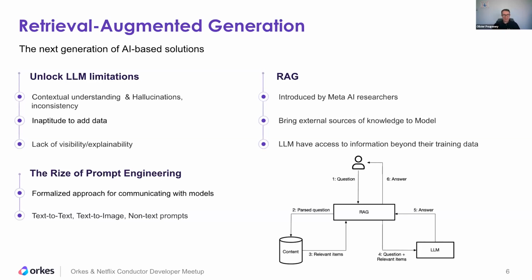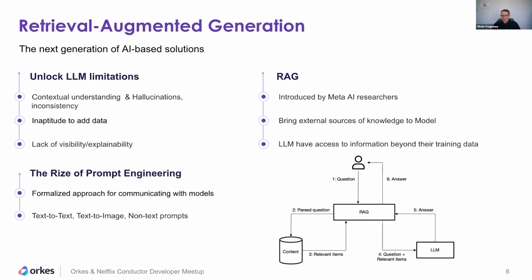At the same time, we can see a rise of prompt engineering, and a lot of developers are using prompt engineering in order to give rules to models, and it brings a formalized approach to communicate with models, which is pretty good. So we are very close. We can see some text-to-text prompt engineering, or text-to-image, or even non-text prompts also. So with that technology rising up, with those limitations, RAG has been introduced.